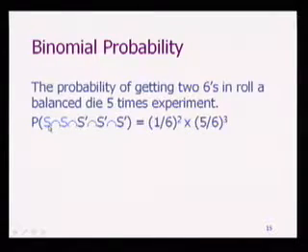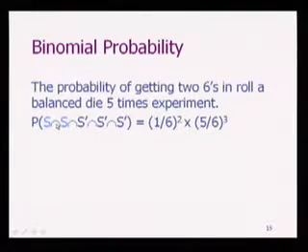The probability of a 6 is 1/6, and the probability of another 6 is 1/6, so we have 2 factors of 1/6, that is 1/6 raised to the 2nd power. The probability of not getting a 6 is 5/6. There are 3 of them, so 5/6 raised to the 3rd power, or 5/6 times 5/6 times 5/6. This gives you the chance of this event: the first 2 times you get 6, and the next 3 times you don't.